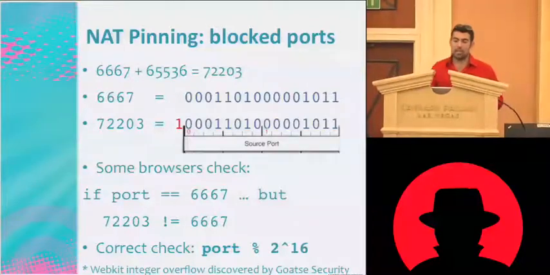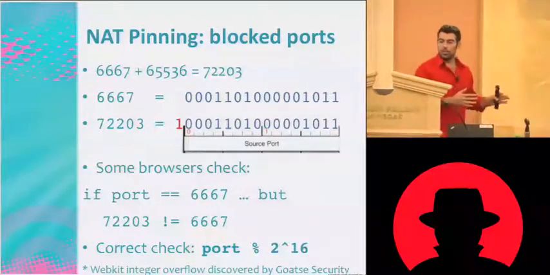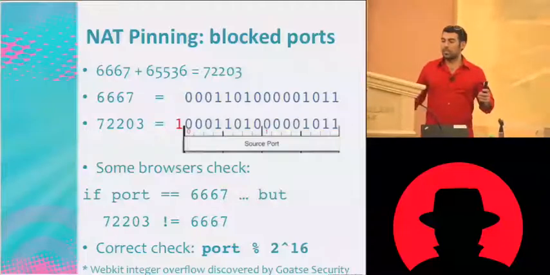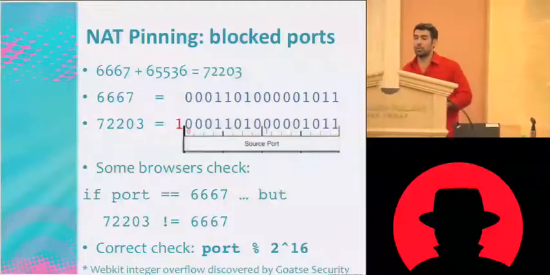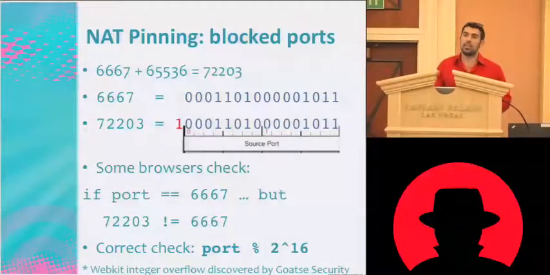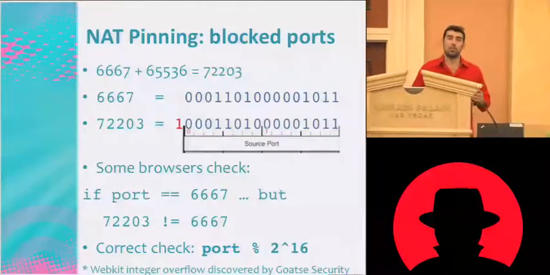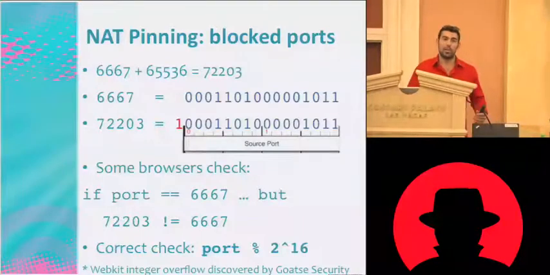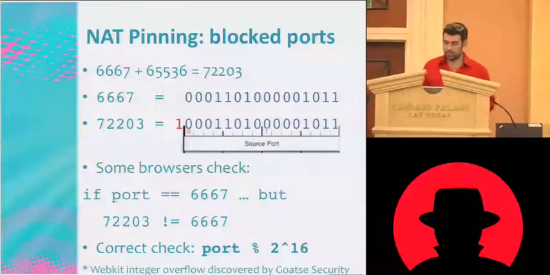So NAT pinning plus integer overflow gets you to, basically, you may not even need the integer overflow. You can now break into people's NATs, break into their firewalls, connect to them on any port that they thought they were securely running behind their firewall, and just start attacking. Have fun.